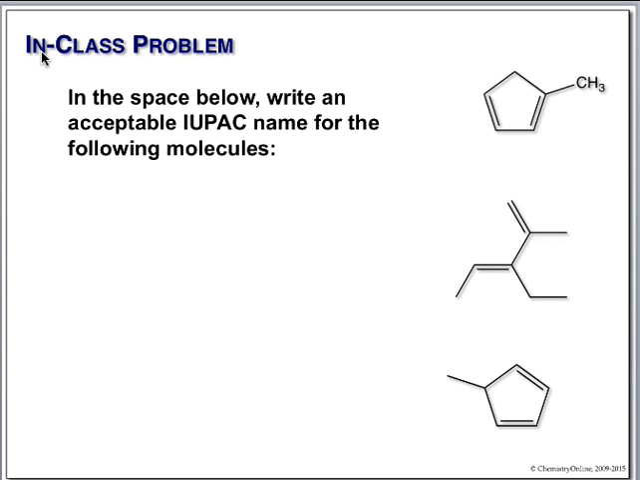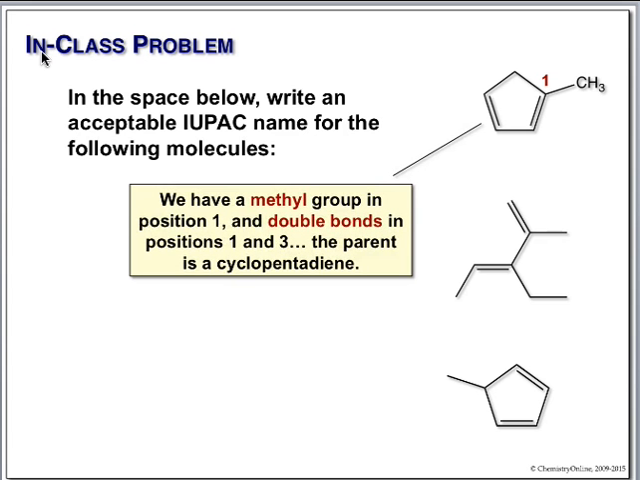We must number it in such a way that we go through a double bond. So 1 and 2 alkene carbons. With this one, we would want carbon 1 to be up here. We're going to go around the ring this way, so it's going to be a 1,3 diene. Have a methyl group in carbon 1. It's going to be a cyclopentadiene. Methyl group in position 1, double bonds in 1 and 3, and again a cyclopentadiene is our parent.